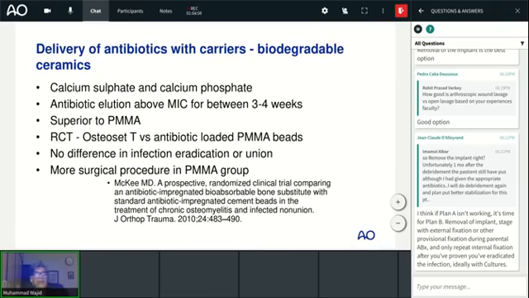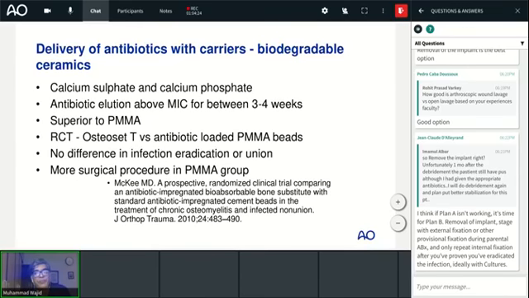The main focus of this talk is the biodegradable ceramics. So how can we deliver antibiotic where the carrier will be dissolved and we don't have to take it out? There are two options. We have calcium sulfate and calcium phosphate. And antibiotic elution is above the minimal inhibitory concentration for between 3 to 4 weeks.